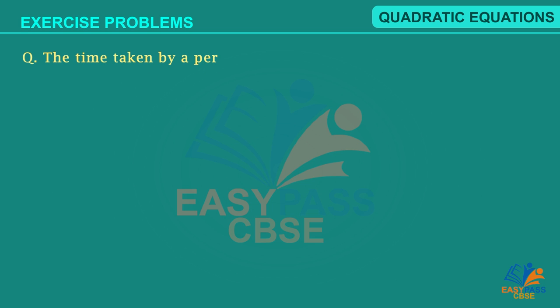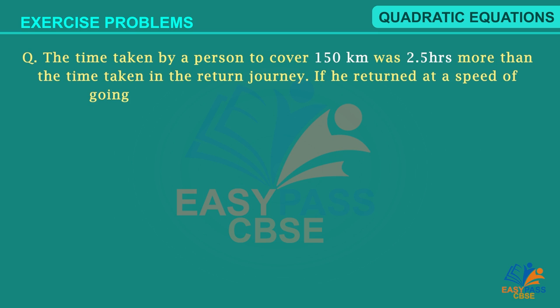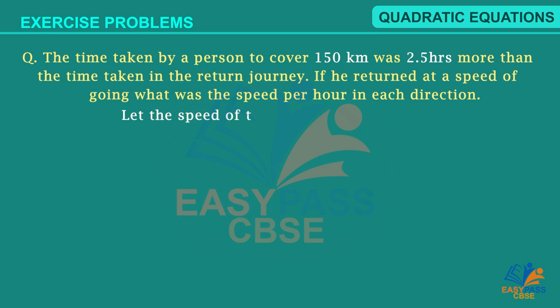The time taken by a person to cover 150 kilometers was 2 hours more than the time taken in the return journey. If he returned at a speed of 10 kilometers per hour more than the speed of going, what was the speed per hour in each direction? So here, solution: the distance is 150 kilometers.